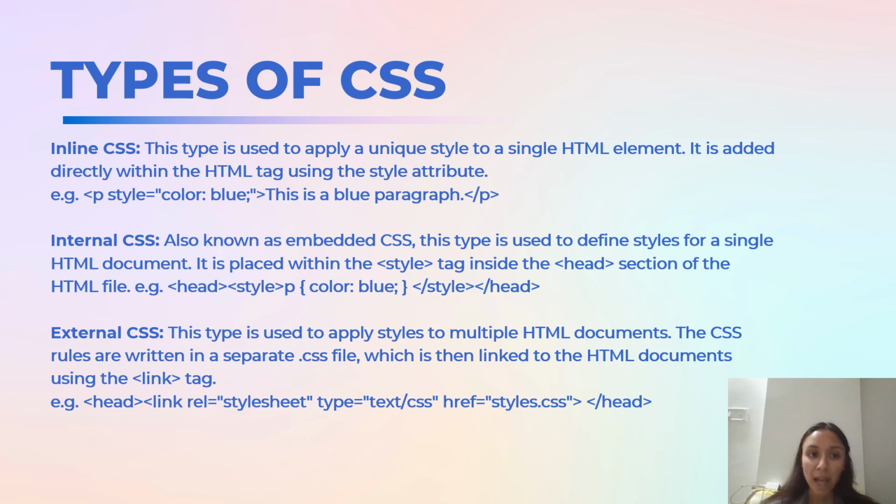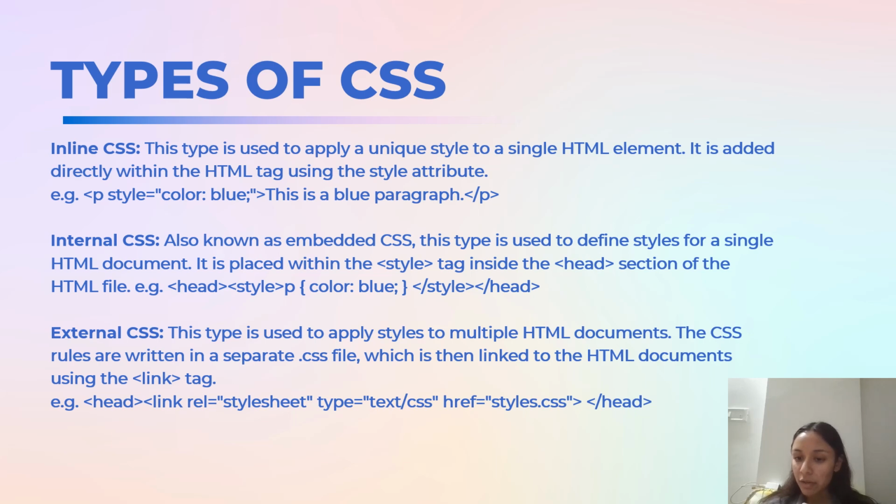Now moving ahead with the types of CSS. We basically have three types of CSS: inline CSS, internal CSS and external CSS. What does inline CSS do? Inline CSS is used when we have a very small page and we want to give each and every element a unique CSS. So we just write the CSS within the opening tag itself.